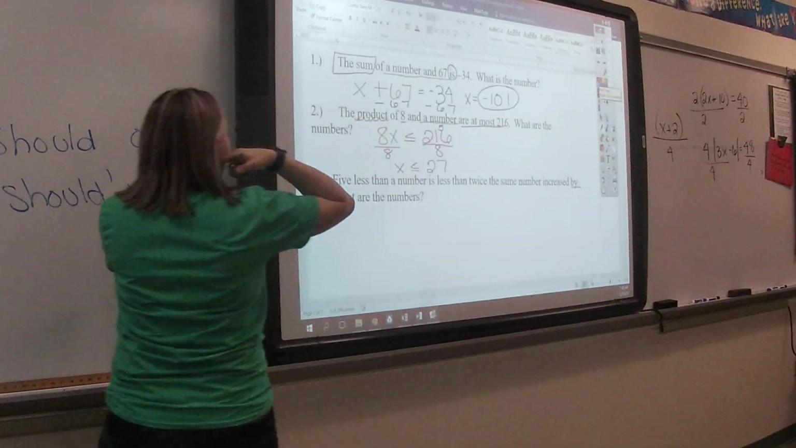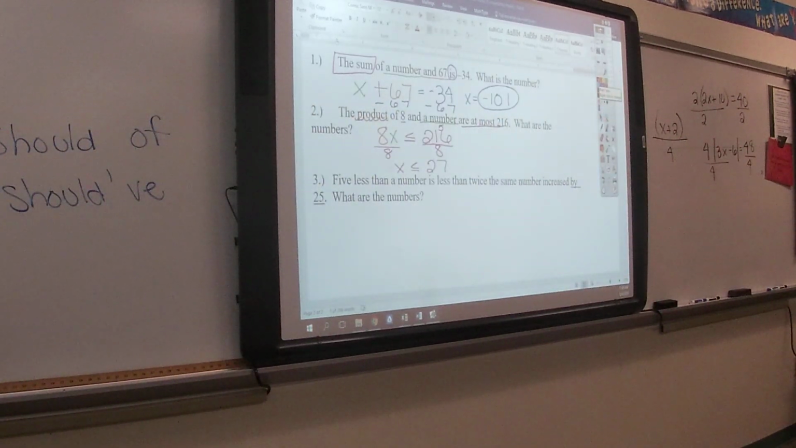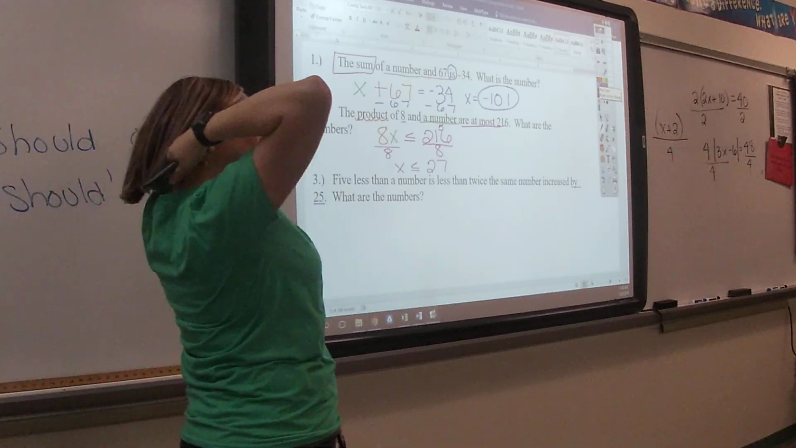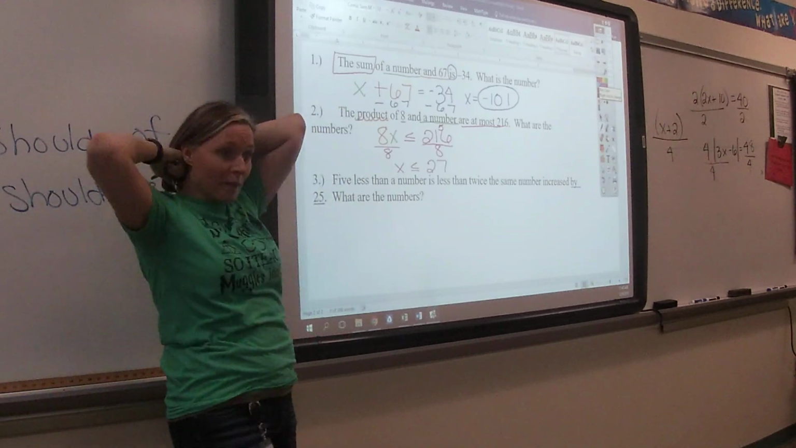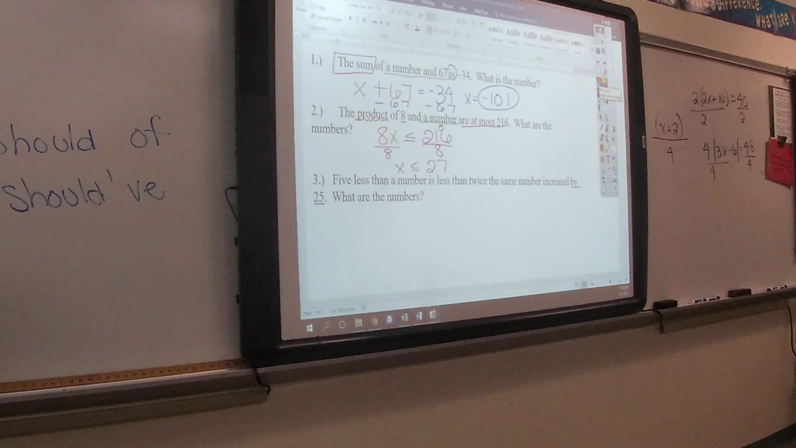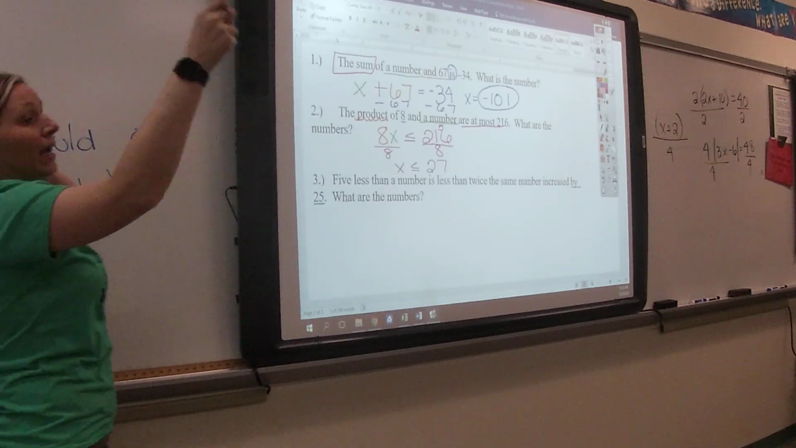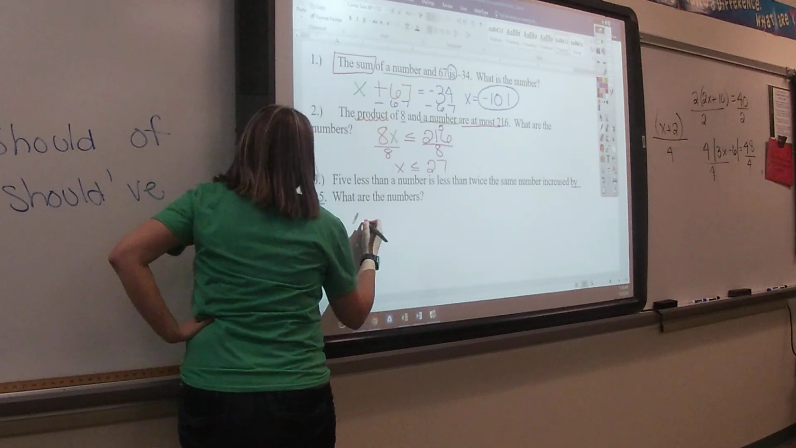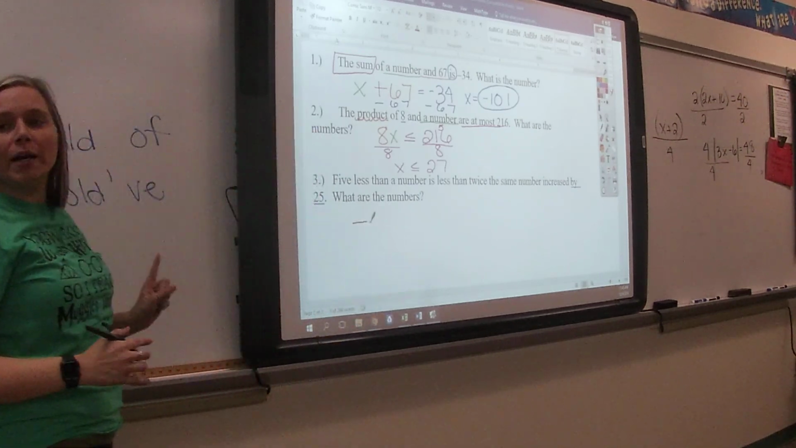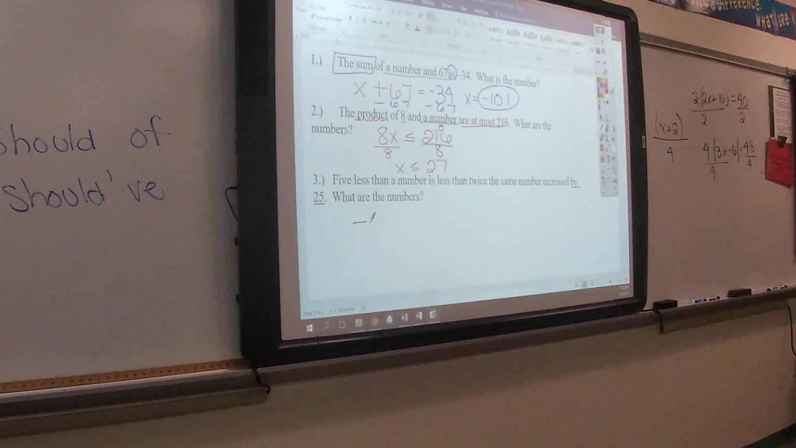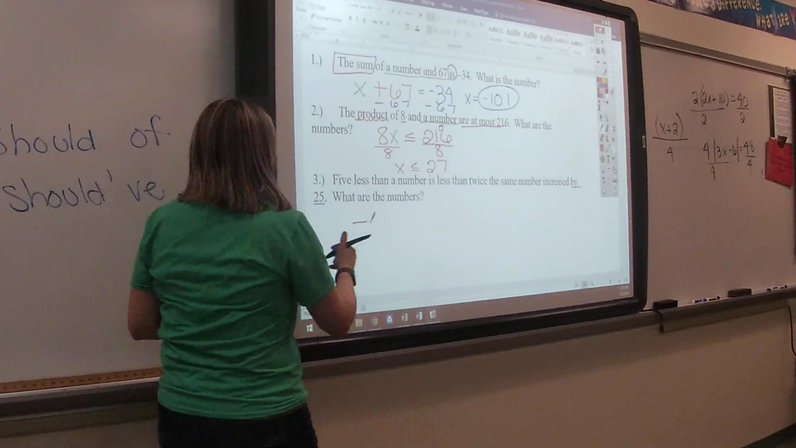Number 3. 5 less than a number is less than twice the same number increased by 25. What are the numbers? So let's do this one slow here. 5 less than. What does less than tell us to do? Switch the order and what operation? So is that 5 going to go in front of it or behind it? Behind it because we're switching the order.